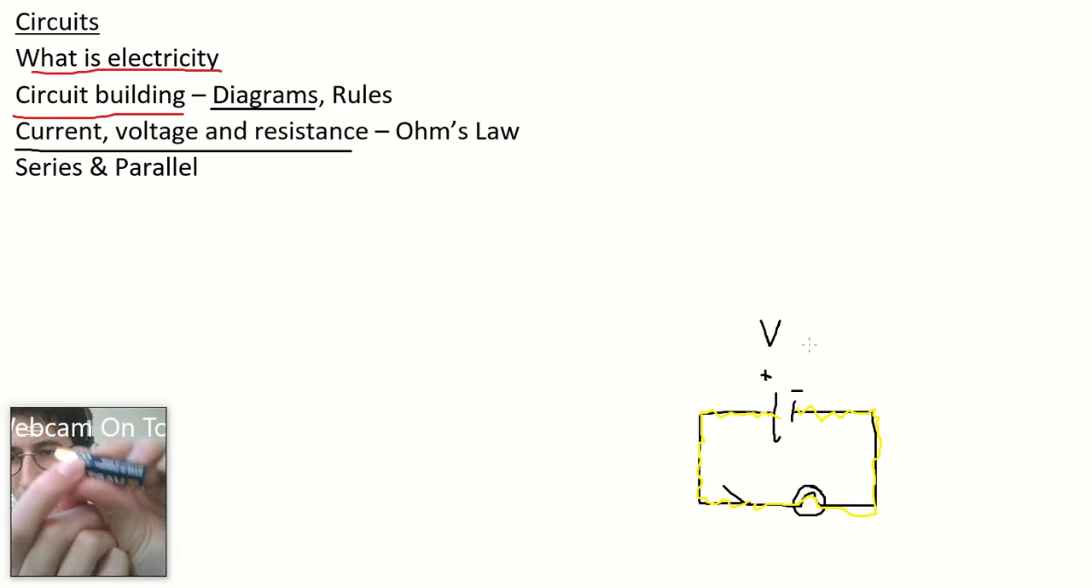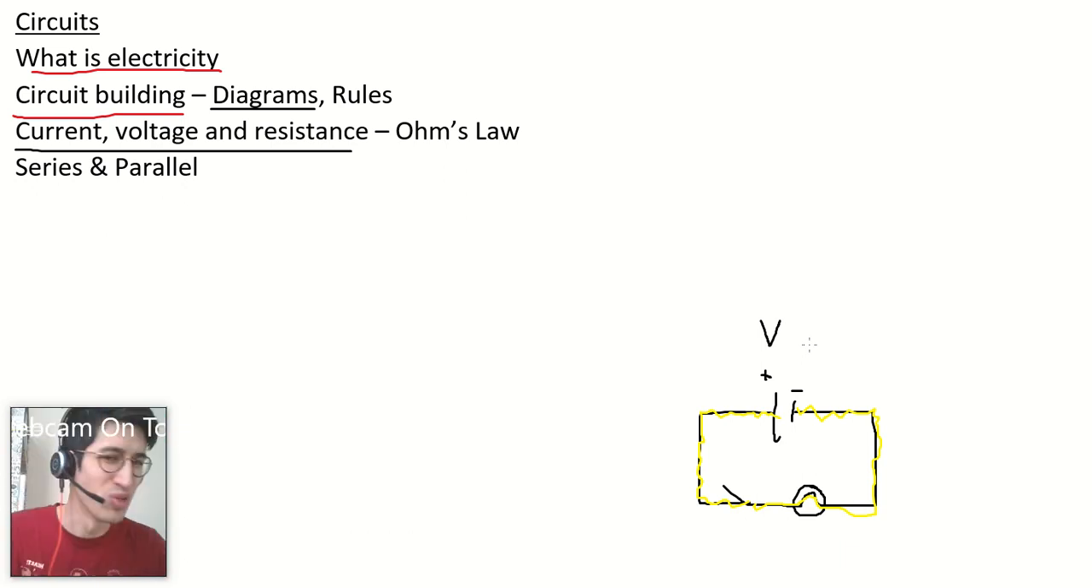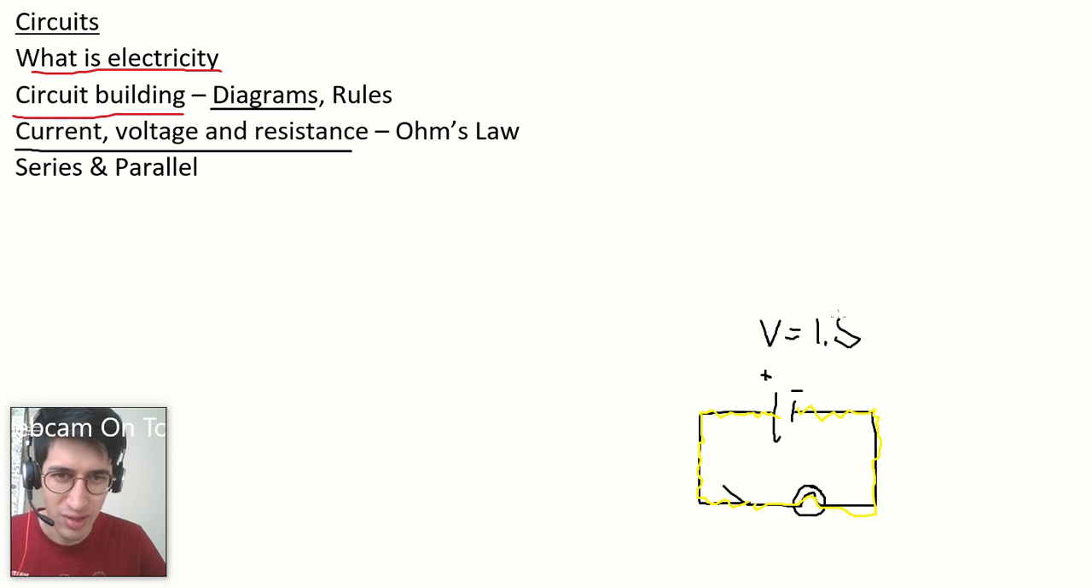1.5 volts. It says it right there. I think that looks backwards to you. I think it's mirrored, but it's 1.5 volts. So if I was using this battery, I would say the voltage is 1.5 volts. Now, the current is how many electrons and how fast they are moving through.